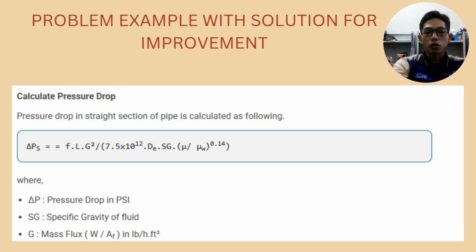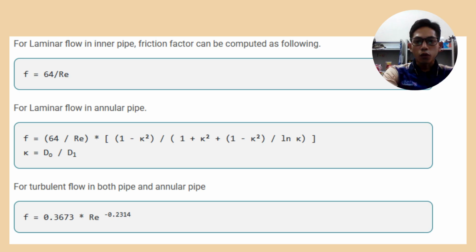Calculate pressure drops. Pressure drop in a straight section of pipe is calculated as follows: pressure drop in psi, specific gravity of fluid, mass flux. For laminar flow in the inner pipe, the friction factor can be computed as follows, for laminar flow in the annular pipe, and for turbulent flow in both the pipe and the annular pipe.